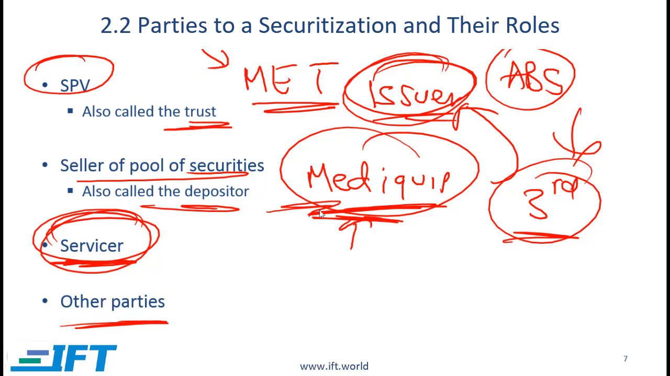The trustee is typically a financial institution with trust powers that safeguards the assets after they have been placed in the trust. From an exam perspective, while it's important to recognize that these other parties are involved, it is critical that you recognize the role of the three major parties: the SPV, also called the trust, the seller/depositor, and the servicer.